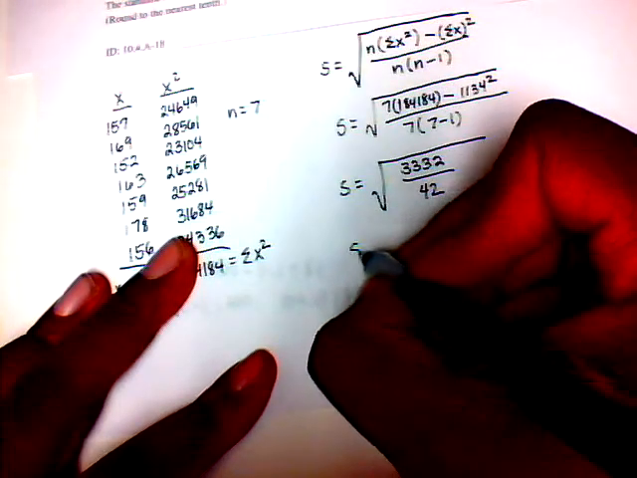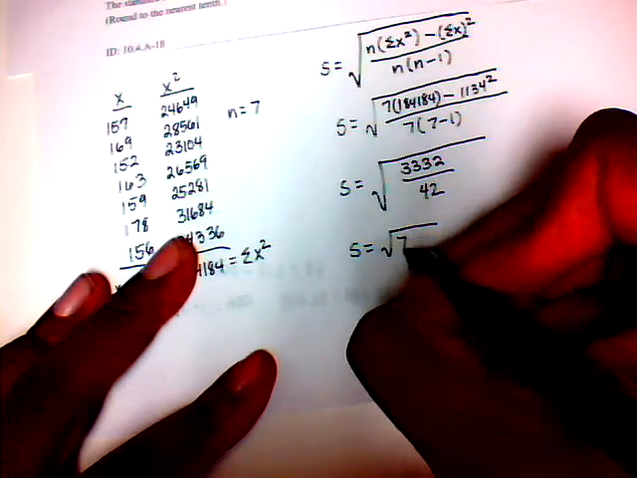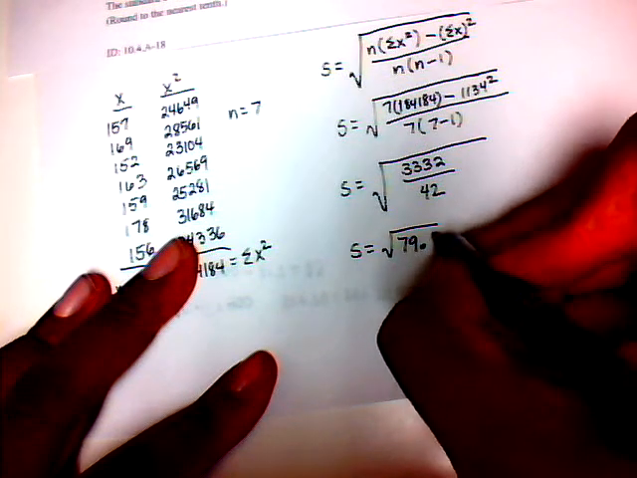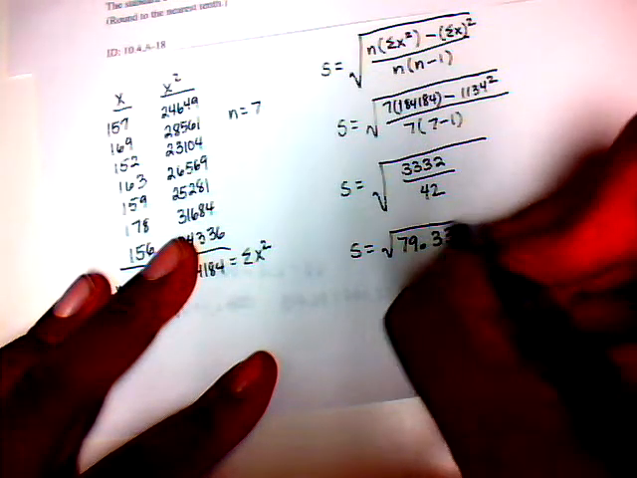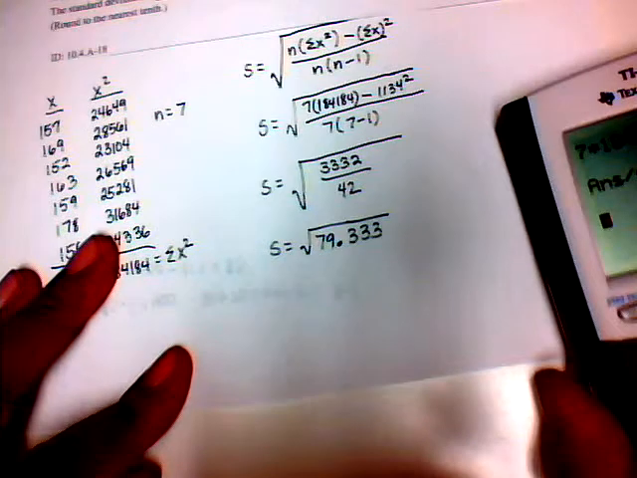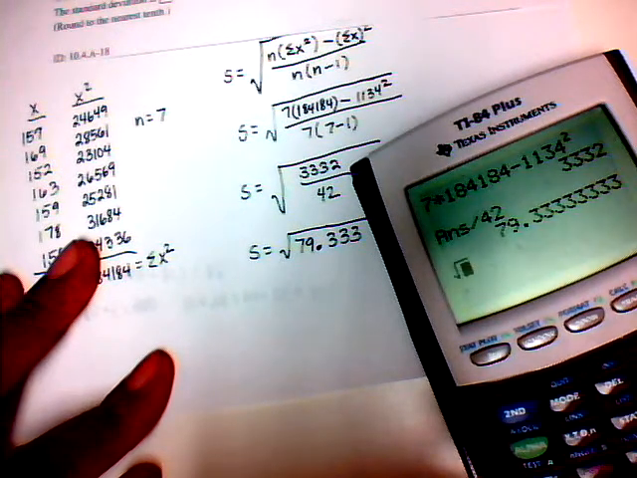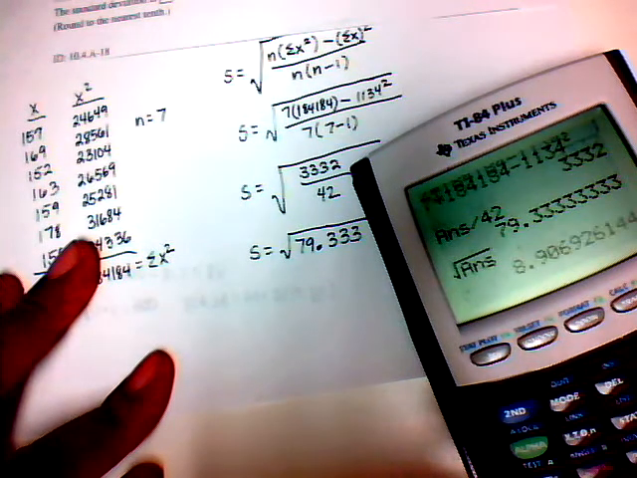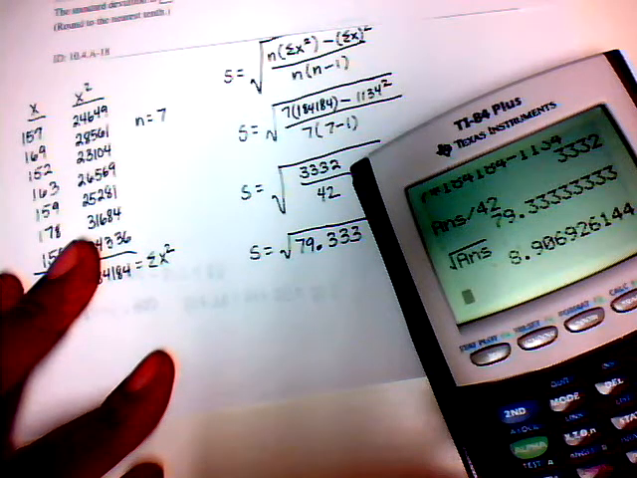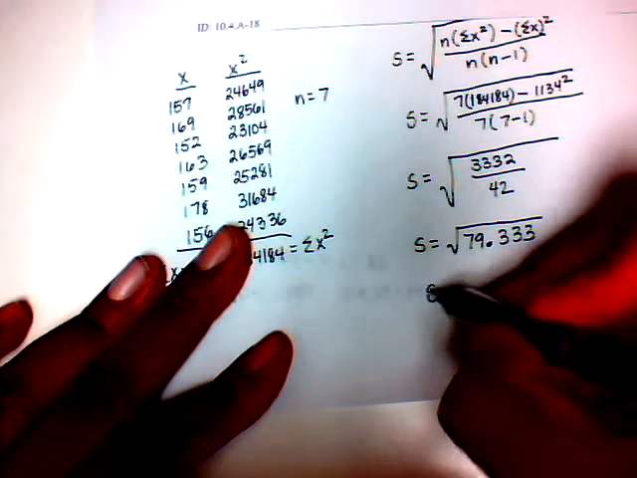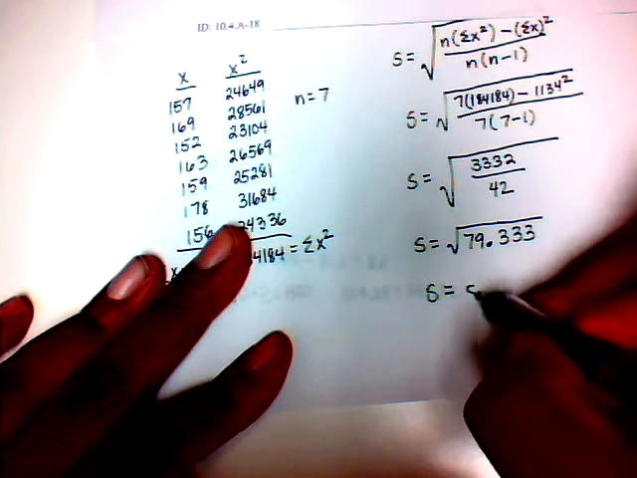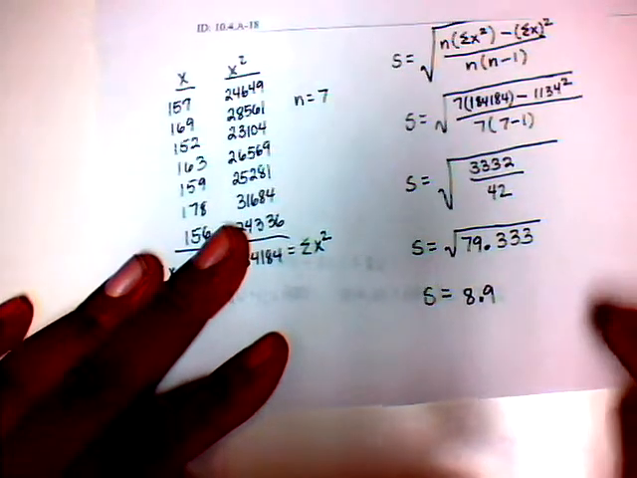So now I have s, which is equal to the square root of 79.333. If I take the square root of that, when you do the square root, second, x squared, I'm going to take that answer. That would be about 8.9. So the standard deviation there is 8.9.